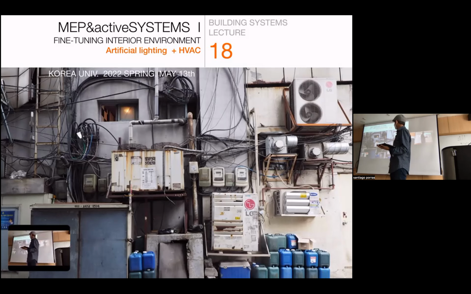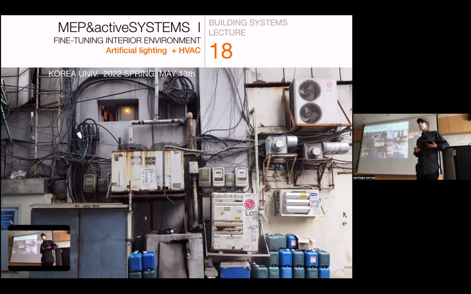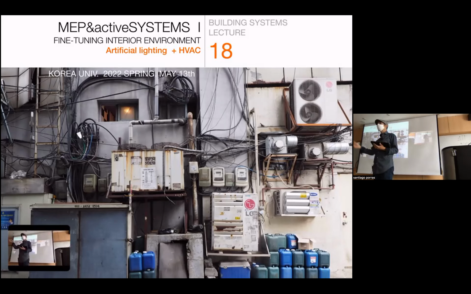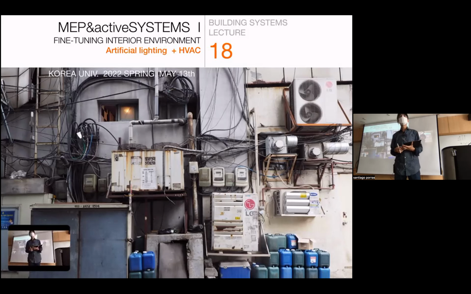Okay, so today we will try to see artificial lighting and mechanical systems. And next week, we'll see all the rest, including fire protection. So we can go straight into integration and sustainability, and then the review lectures.